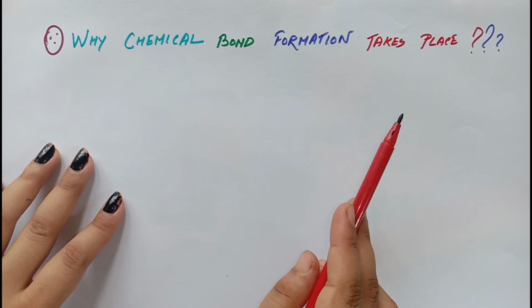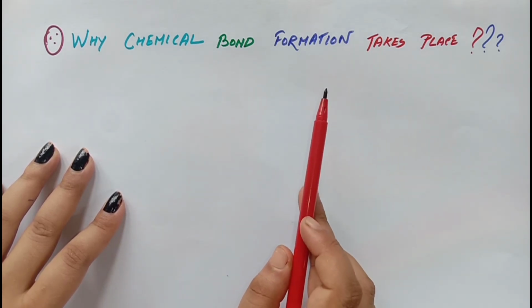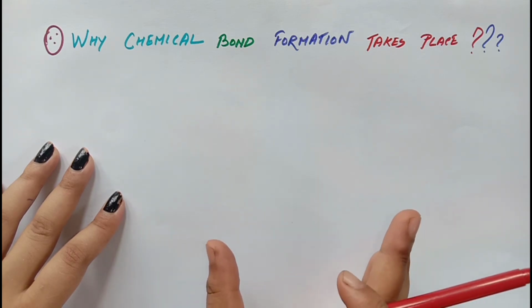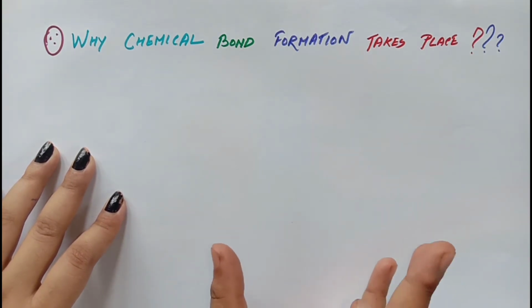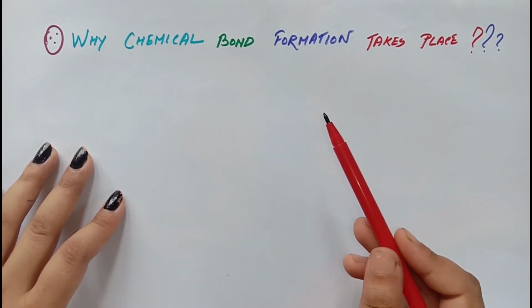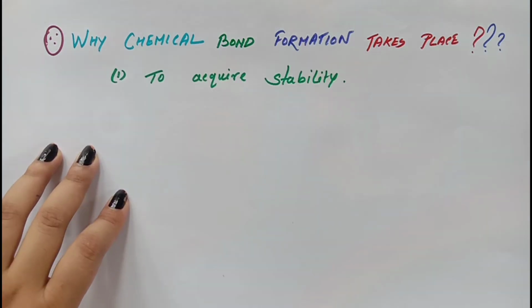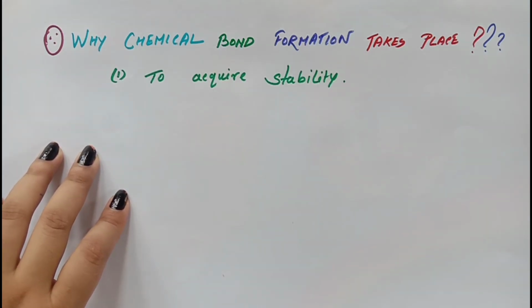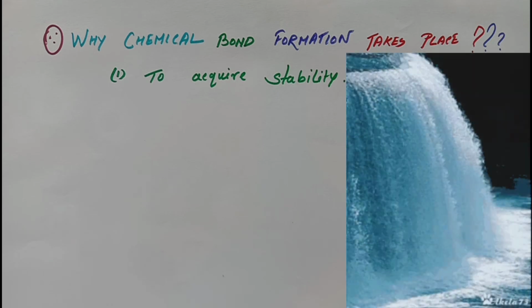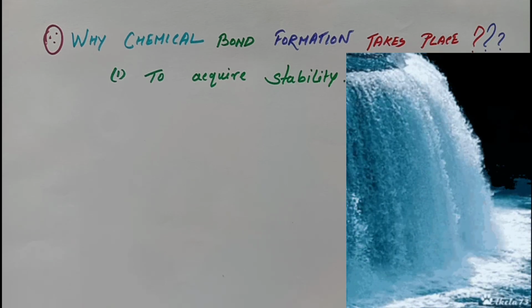The first question which comes to our mind is, why does chemical bond formation take place? As we have discussed, there is an attractive force between the atoms to form this chemical bond. Why are these chemical bonds forming? To answer this question, there are two reasons. The first reason is to acquire stability, so that particular molecules or atoms try to be stable, which is why they form a chemical bond between them. Let us consider an example. See, this is a waterfall which is shown in this video.